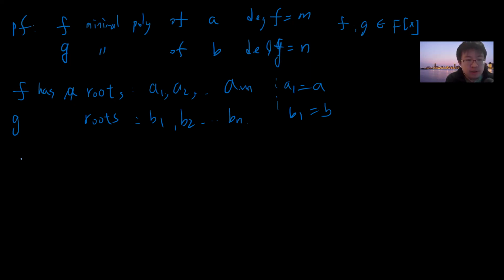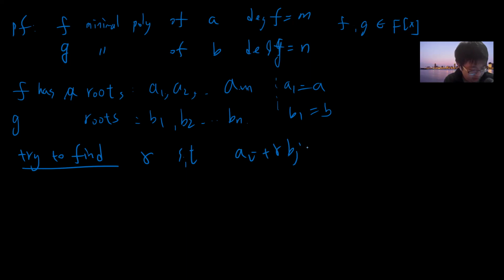Okay, let's try to find a number, say gamma, such that a_i + gamma b_j does not equal a + gamma b. Okay, this looks weird, right? But for every i, j. So basically, this just tells you that you want to find a gamma such that a_i + gamma b_j will not be the same as a + gamma b for every i, j. And it's easy to see that this gamma always exists, right?